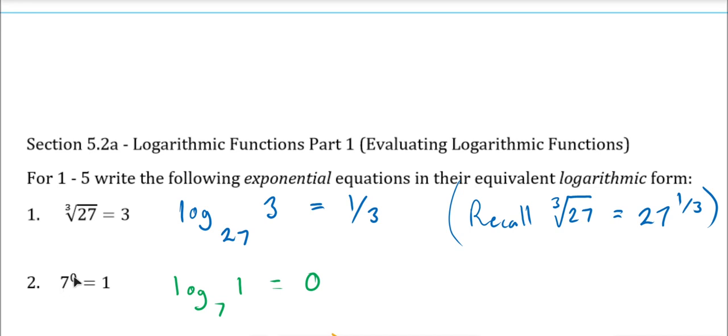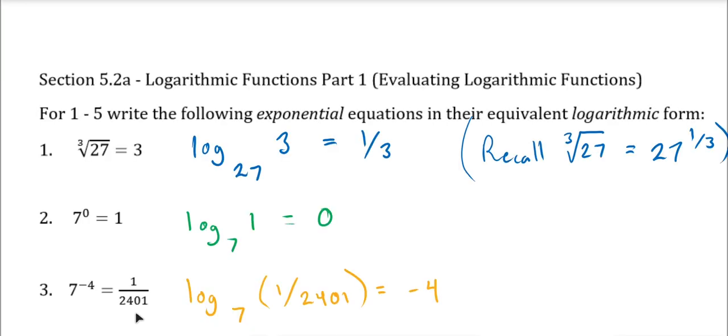Recall that anything to the 0th power, provided it is not itself 0, is 1. And similarly, log of any base of the number 1 will give us 0 as an output. 0 is the number that we need to raise 7 to if we want to get 1. Here, it helps to know that 2,401 happens to be the 4th power of 7.